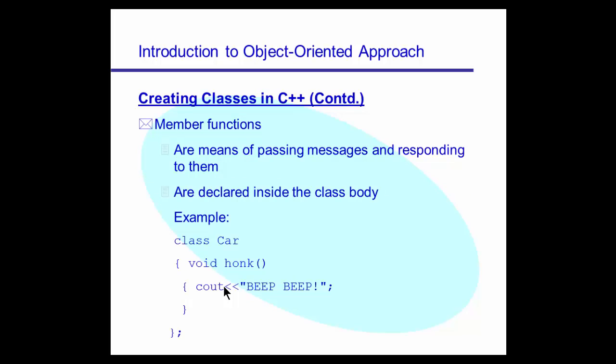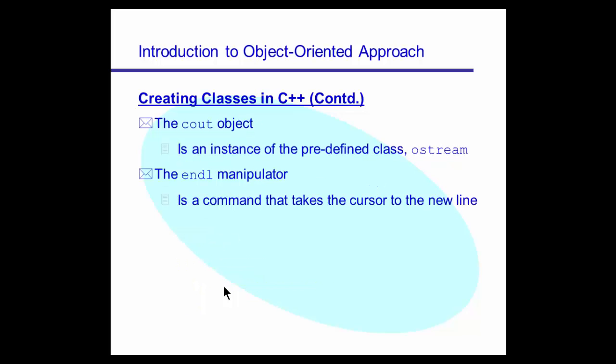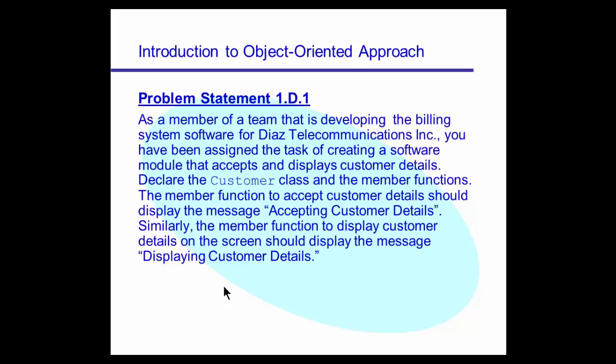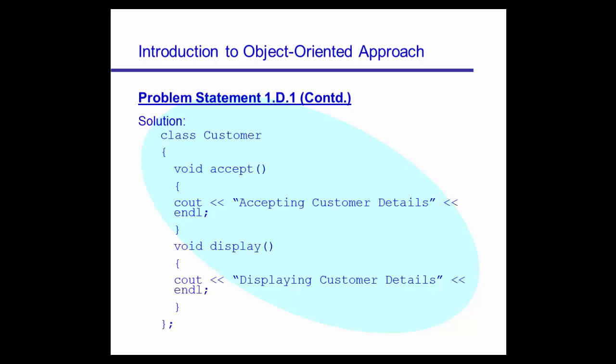The endl statement is equivalent to the slash n new line character; the cursor is automatically taken to the next line. Here we have the complete example of the customer class, with void accept and void display. Accepting the customer details, or taking the input from the keyboard, can be put inside the accept member function, and whatever data you are going to display, or the end results, can be put in the display function. This is another small example of a complete class.